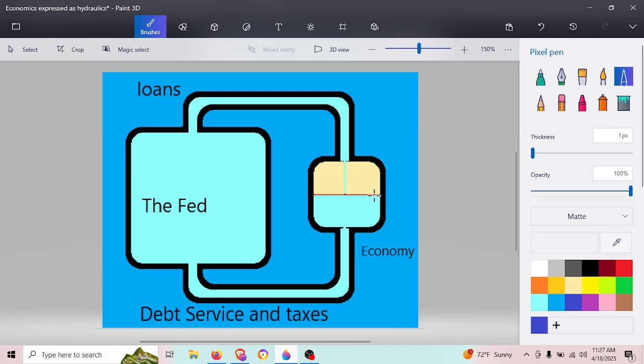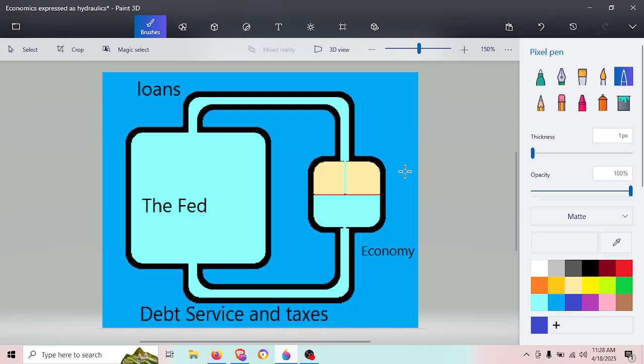Now, you'll notice there's a red line right in the middle of this reservoir. When the water in this reservoir is here, that represents economic stability. In other words, there's a consistent amount of money in circulation. You don't have inflation or deflation.